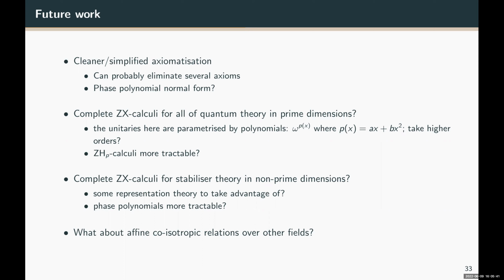On the other hand, these phase polynomials that I was just talking about, the phase polynomial form is known to hold in Hilbert space, I think, over any locally compact group. So maybe this is also a reasonable way to attack the problem. Then finally, there's one last question, which is, we have an axiomatization for affine co-isotropic relations over Z_p. What about other fields and applications of these affine relations over other fields?